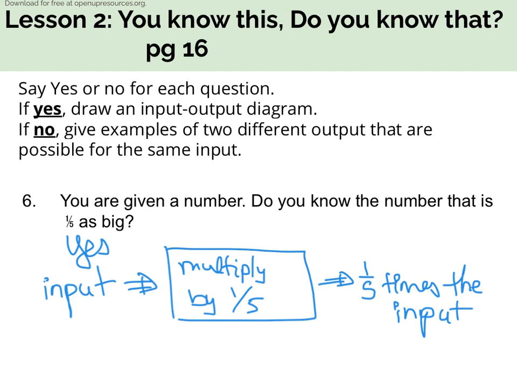Yeah, because if we took that number and multiplied by 1/5, you can only get one number back. So this answer does work. It's a little bit different. We don't have a distinct answer to give you, but it still has one input with one output.